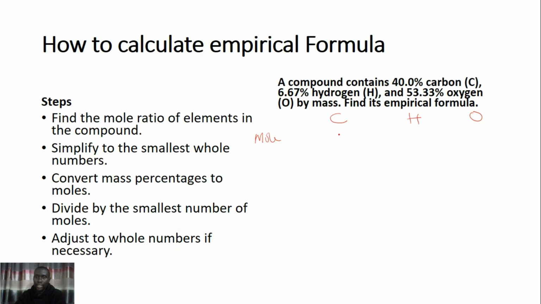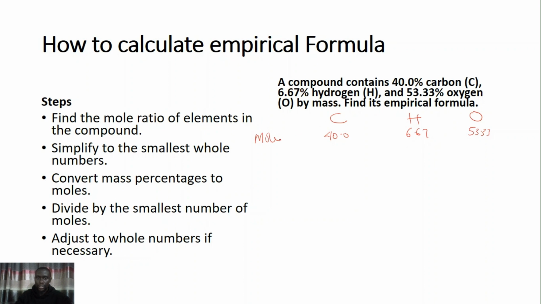They said carbon is 40.0, hydrogen is 6.67, and oxygen is 53.33. Okay, this question can come in two forms. This is the first form, in which they give the percentage composition of each of the elements. Another way it can come is that they will give the mass of each element in the compound. Whichever way it comes, whatever is given is taken as a mass.